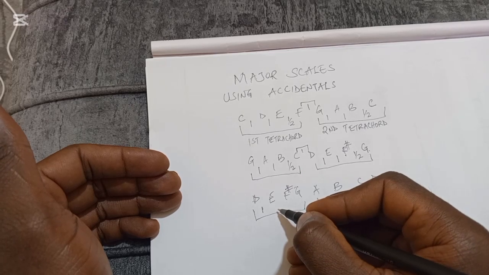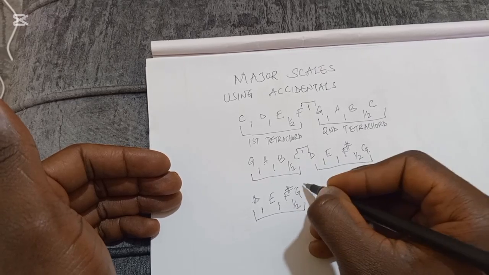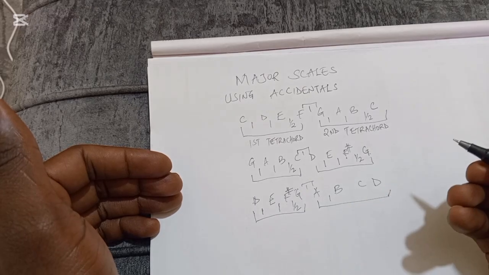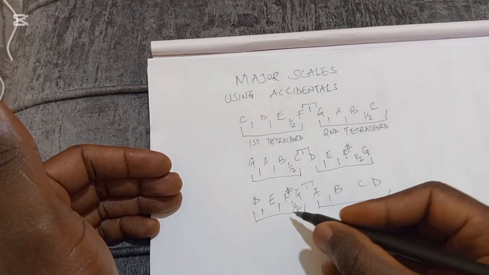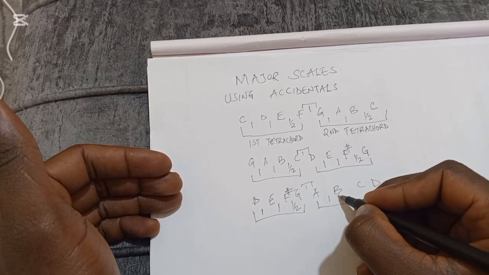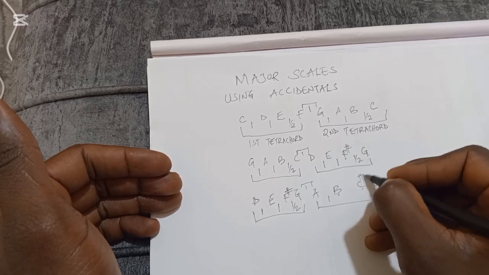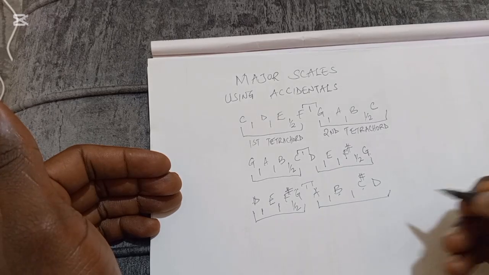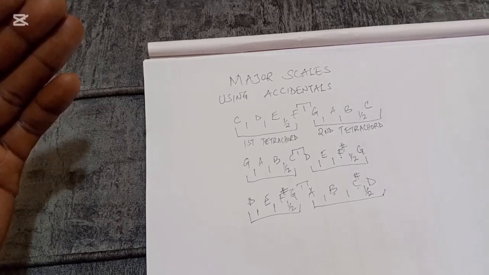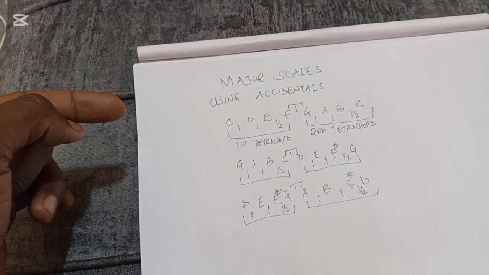So we have D to E is 1, E to F sharp is 1, F sharp to G is a half. Then G to A is an interval of 1, A to B is an interval of 1, B to C is an interval of a half. But you want an interval of 1 so that the pattern will be similar on both tetrachords. So for us to do that, we are not going to alter B, but we are going to raise the C to be C sharp now. If we have C sharp, we are going to have a pattern of 1. Then C sharp to D is going to be a half. And that one will give us the pattern of 2 tetrachords which we want. So this one will give you a scale of D major.